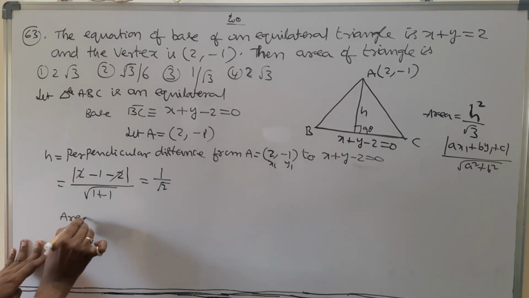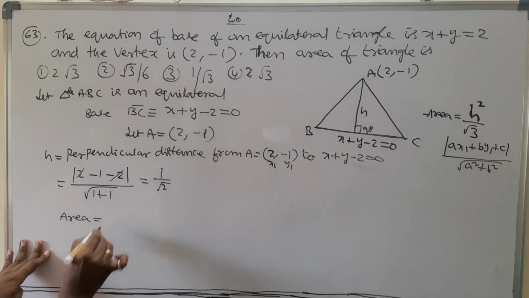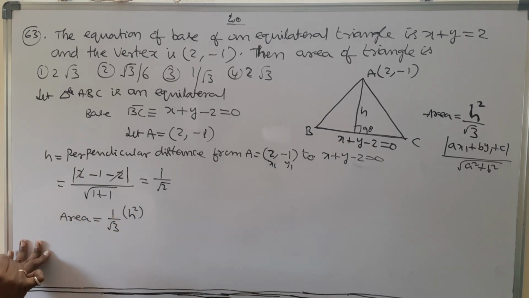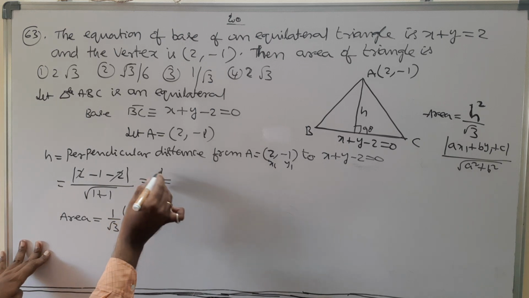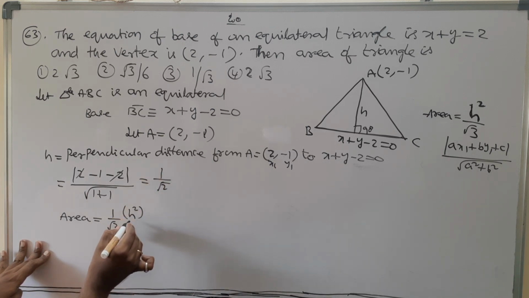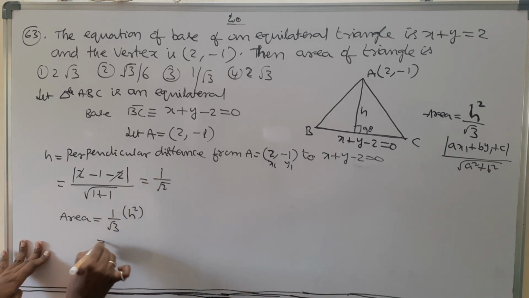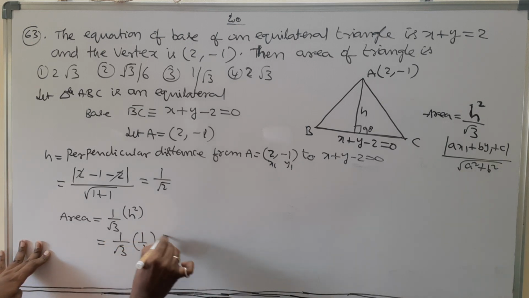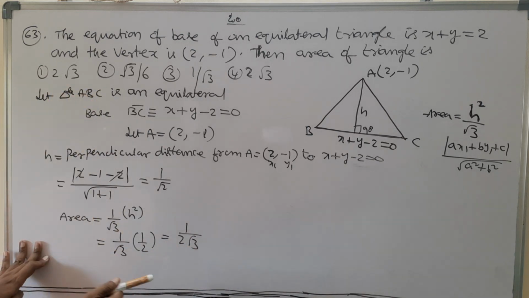Area of the equilateral triangle formula: 1 by root 3 into h square. Here the h value is 1 by root 2. One step is direct: 1 by root 2 whole square is 1 by 2. So 1 by root 3 into 1 by 2 is 1 by 2 root 3. Here there is no option 1 by 2 root 3.